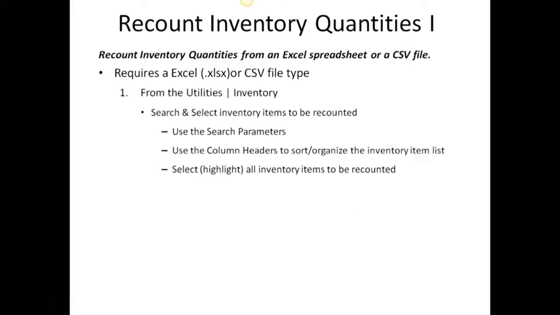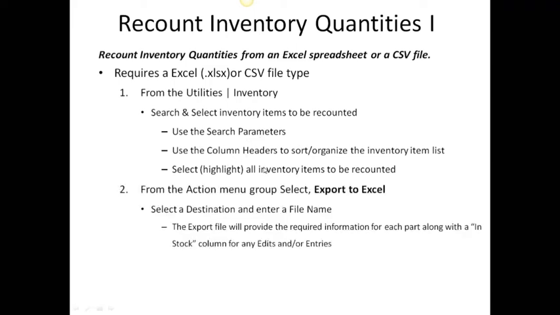Okay, so essentially we wanted to export that file, and that's essentially what we did. So go into your system. We recommend to go from utilities to inventory, search and select the inventory items that you want to do recounts to. Use your search parameters, use your column headers, however you want. Highlight those items and export them. Step number 2, select a destination and a file name. So I put it on my desktop. I called it inventory recounts. You guys can put it wherever you want, okay?